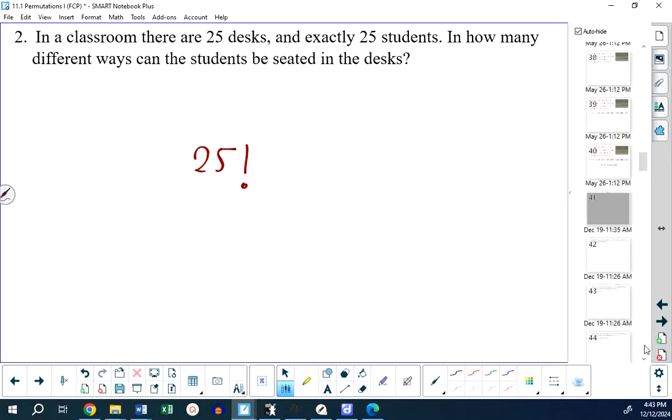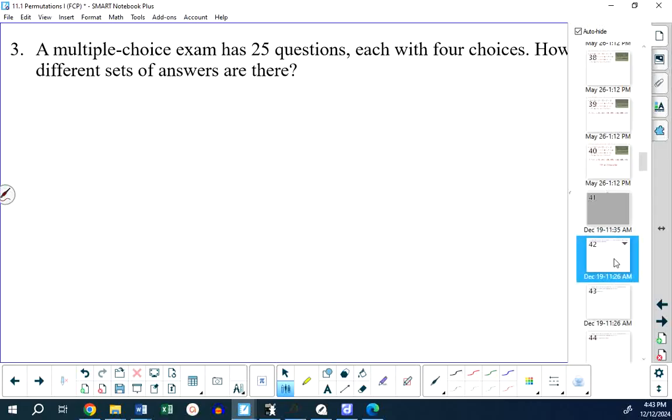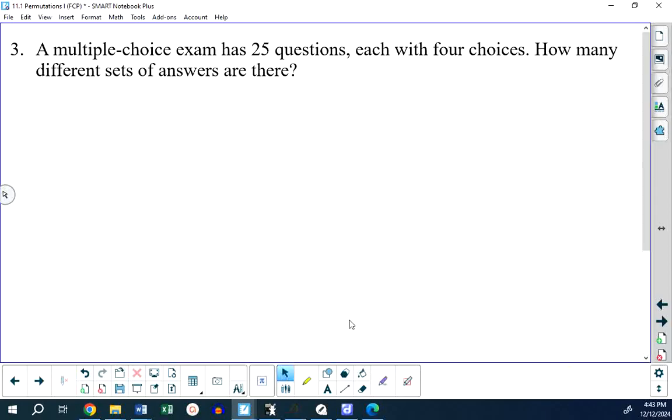Let's take a look now at the next example, number 3. A multiple choice exam consists of 25 questions, and they're all A, B, C, D questions. Each question has 4 different choices. How many different sets of answers are there?